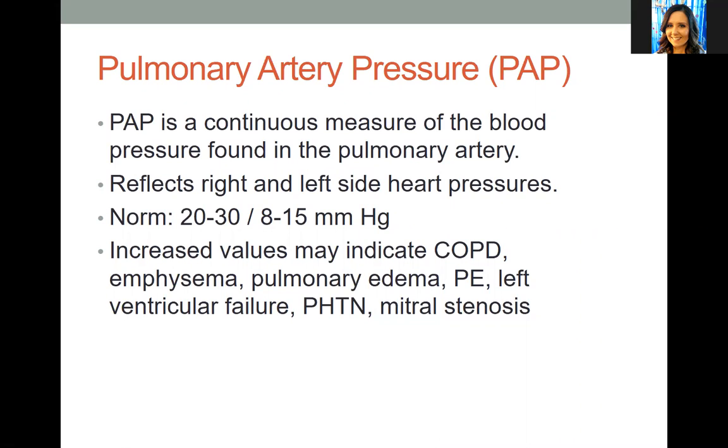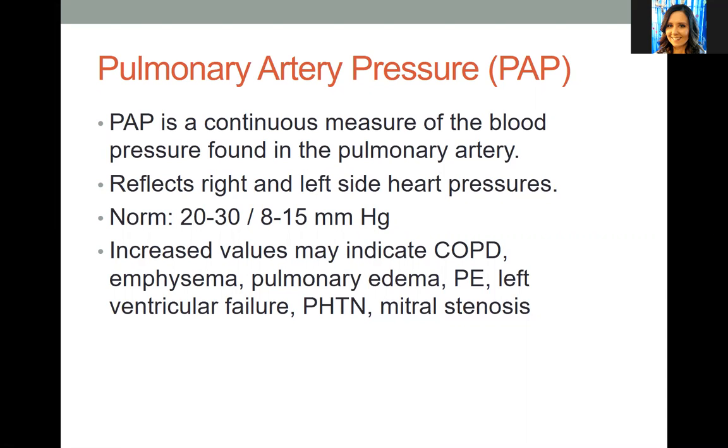So one of the measurements that we measure with a pulmonary artery cath is pulmonary artery pressures, or PAP. It's a continuous measure of the blood pressure found in the pulmonary artery. It reflects right and indirectly left-sided heart pressures. Normal is 20 to 30 over 8 to 15.